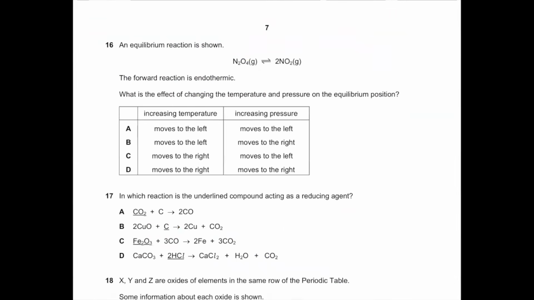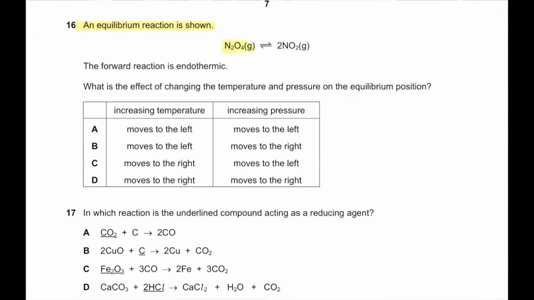Guys, moving to question number 16. An equilibrium reaction is shown. N2O4 gas turning into 2NO2 gas. The forward reaction is endothermic. So we will write it down.